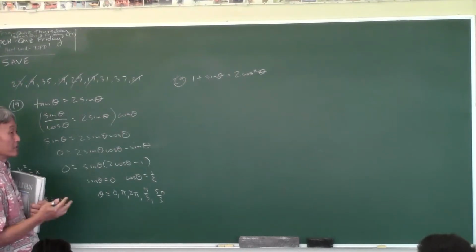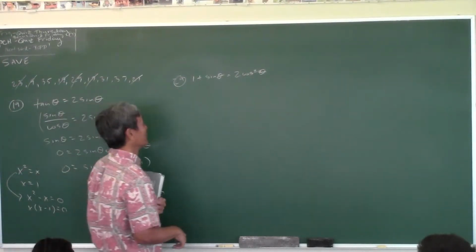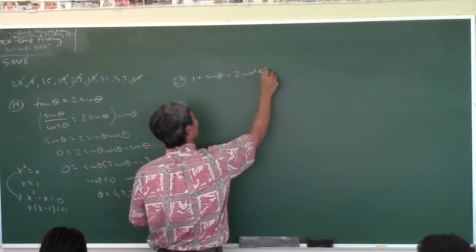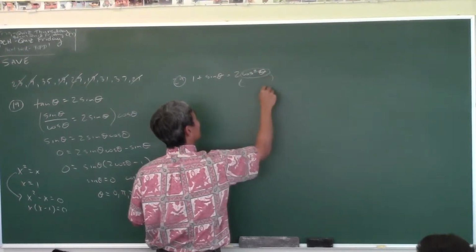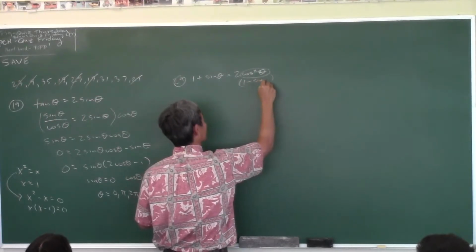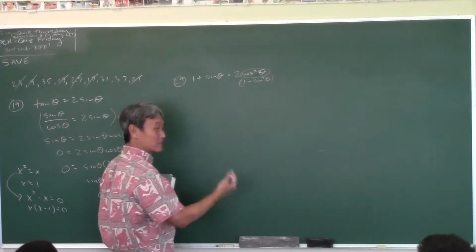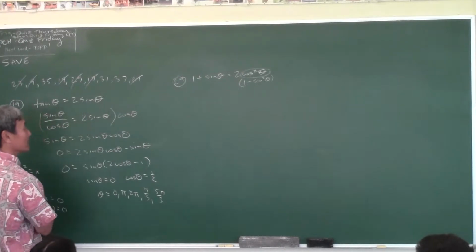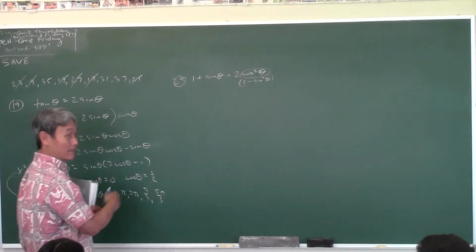Okay, change everything to just one variable if you can. So, what should I do? Well, there's only one thing you can do. What am I going to change cosine squared theta to? 1 minus sine squared theta. In fact, this is an example I did last time. Right? The Pythagorean identity.